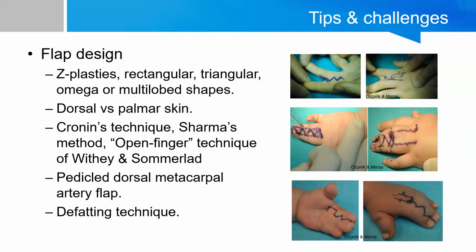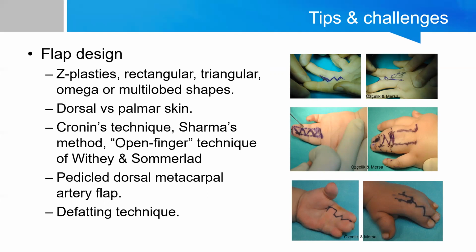Sharma's modification and the open finger technique of Withy were all modifications to try to avoid the complications of contractures, stiffness, and web creep. There has been a surge in preference for the use of dorsal versus palmar skin. Usually the dorsal skin is easier to mobilize and easier to get into the web space, but the palmar skin has the advantage of being thicker and better at preventing web creep.